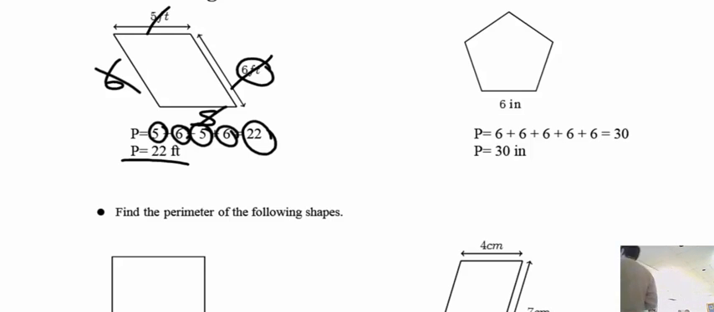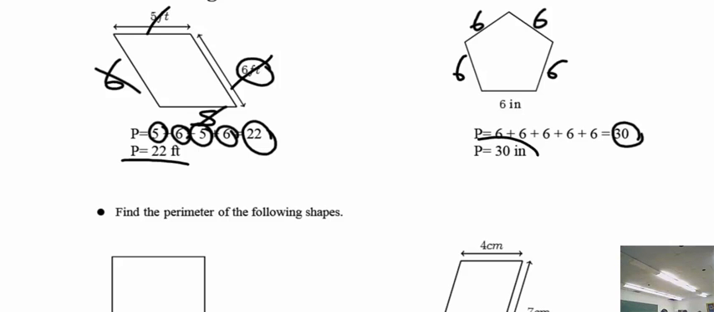Now looking at this dimension, a polygon: 1, 2, 3, 4, 5. It has 5 sides. 6 plus 6 plus 6 plus 6 plus 6 will give you 30. And do not forget the inch.